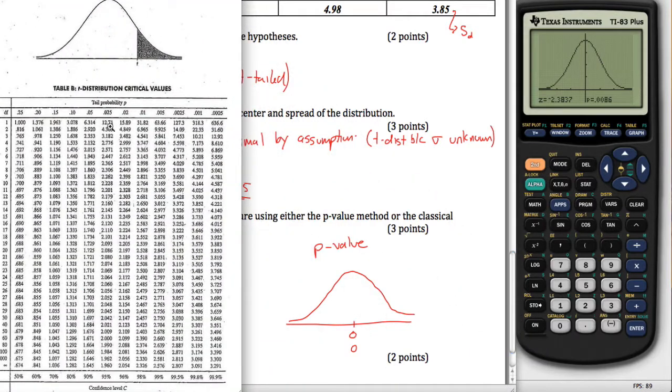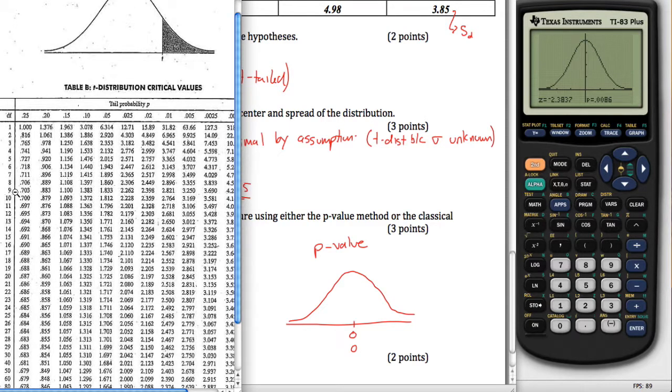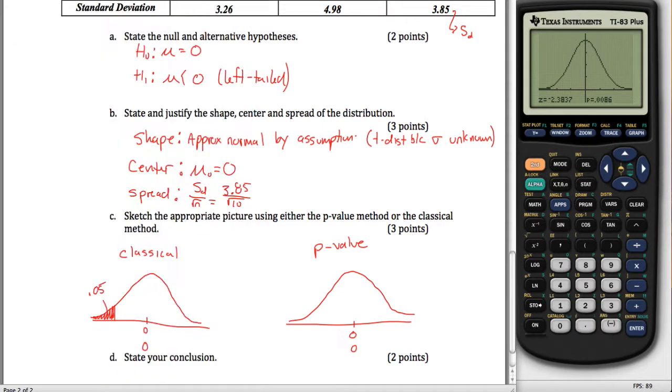If you go to a t-table, it'll look something like this. We want 0.05 to be our tail probability. And if you go down to 9 degrees of freedom, which is just n minus 1, you get 1.833. So if it were on this side, it would be 1.833. Since it's on this side, it's negative 1.833.